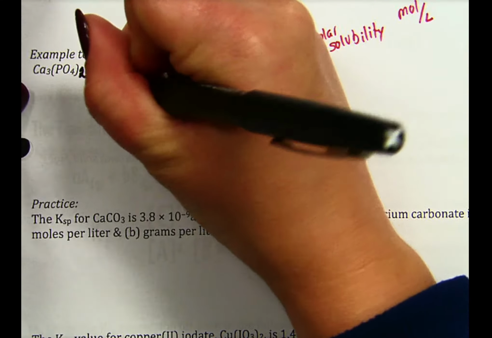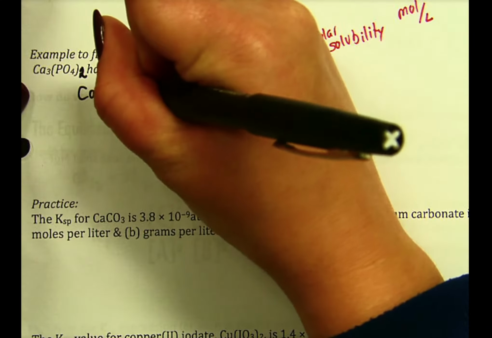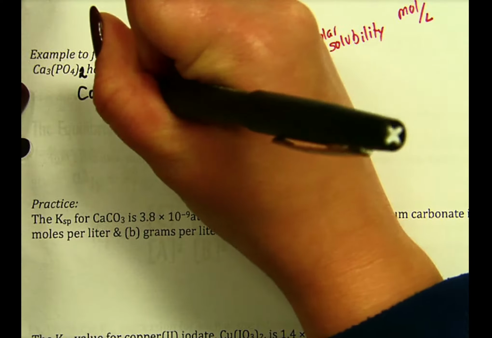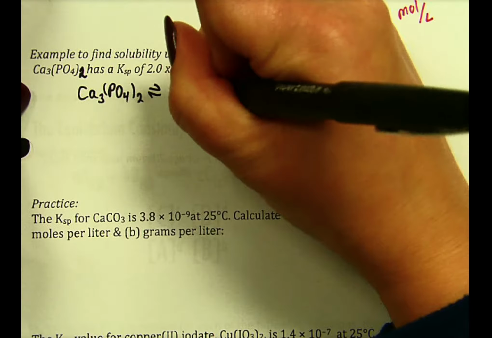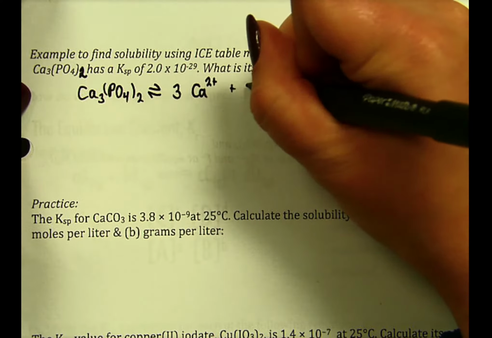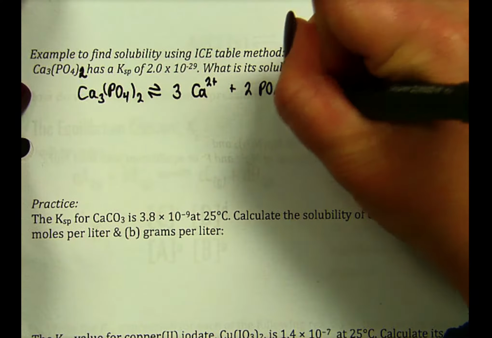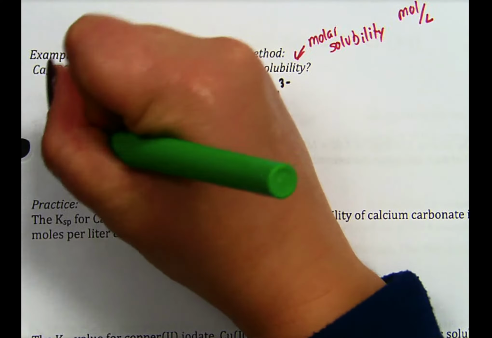So let's look at this dissolving process. We have our calcium phosphate, and it will break up into 3 calcium 2 plus ions and 2 phosphate, which is PO4 3 minus, 2 phosphate ions. Now, we're going to set up an ice table. ICE.